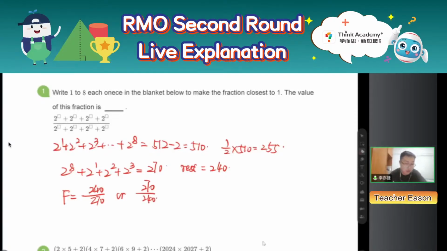So the fraction value can either be 240 over 270 or 270 over 240, but which one is closest to 1? Now we just find the difference. This one is 1 minus 1 over 9. This one is 1 plus 1 over 8. Obviously 1 over 8 is larger than 1 over 9, so the first one is closer to 1. So this is the sum we need, right? So the answer is 8 over 9. I think the first question is easy.